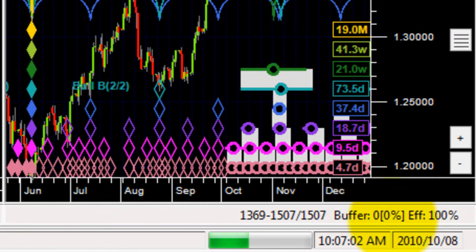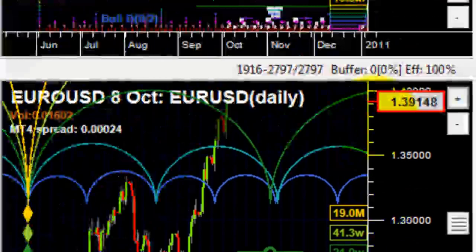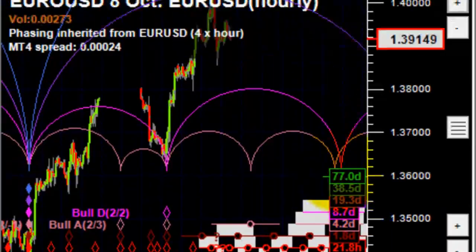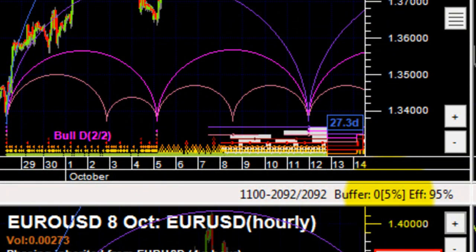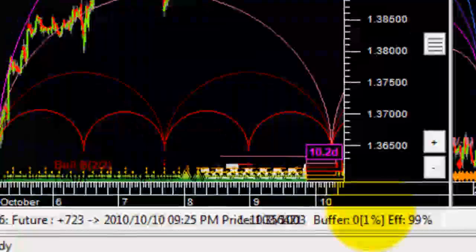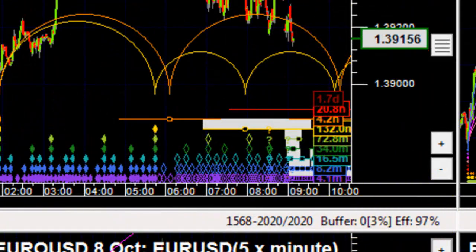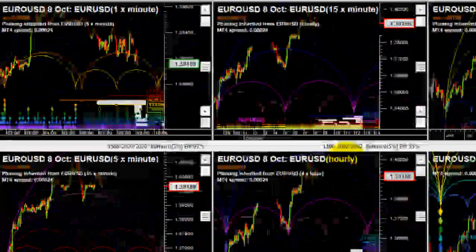Now, following the buffer information, there is a percentage figure. You can see that on the daily chart, the percentage figure is 0%. On the 4-hour chart, it's 0%. On the 1-hour chart, it's 0%. Here on the 15-minute chart, it's 5%. On the 5-minute chart, it's 1%. And on the 1-minute chart, it is 3%. What does that percentage figure stand for?